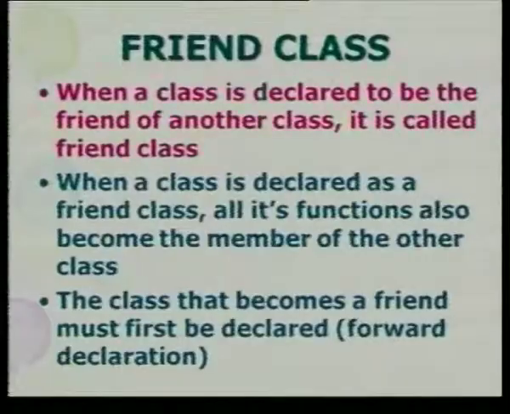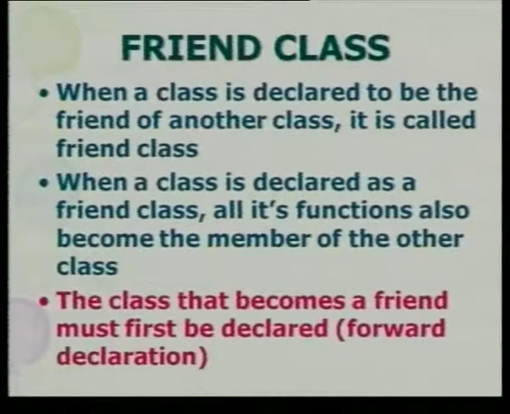Then we have a friend class. It is not necessary that only a function needs to be a friend. Even an external class, another class in the same program can be allowed to access the friend class's private and protected members. So, when a class is declared to be the friend of another class, it is called the friend class. When a class is declared as a friend, all its functions also become the members of the other class. So, when a class is declared to be a friend, all the member functions of that friend class become the members of this particular class.